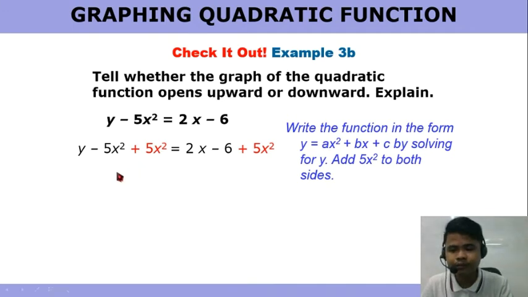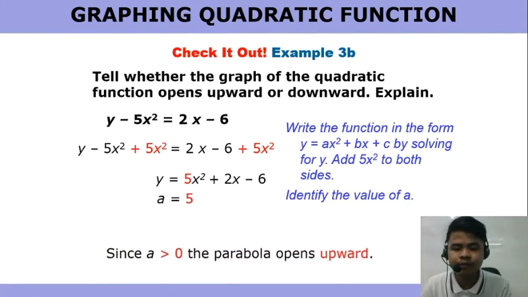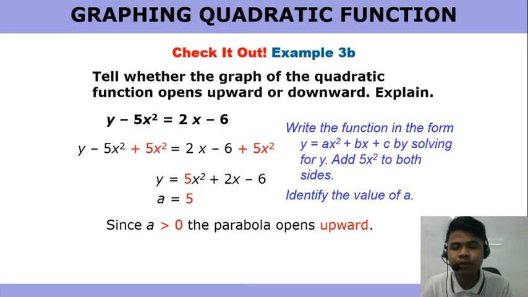So, dito, negative 5x squared plus 5x squared, okay, cancelled out. It will be equal to 0. Then, dito, you just need to arrange it. Iuna nyo yung quadratic term. So, magiging y is equal to 5x squared plus 2x minus 6. Then, identify the value of a. A is equal to positive 5. Then, it opens upward kasi positive yung a.